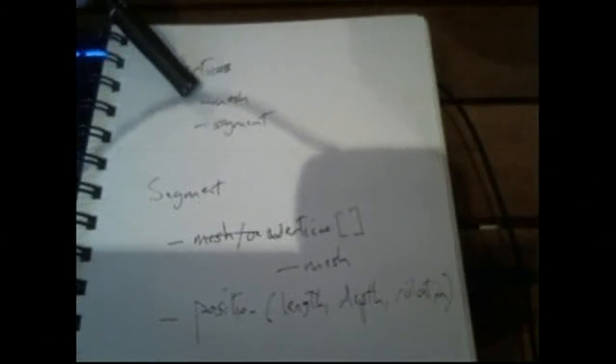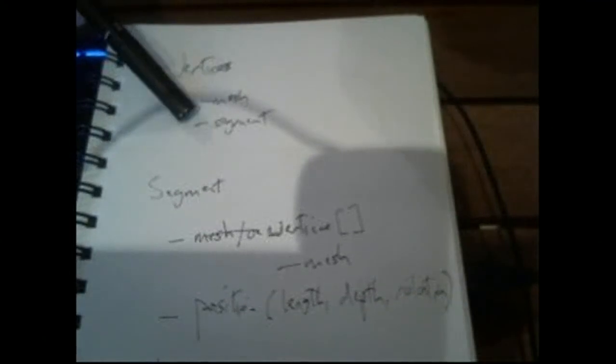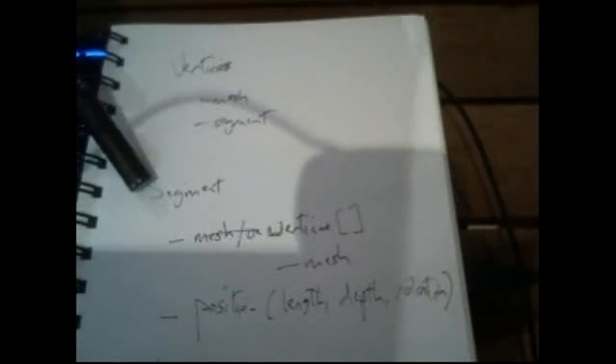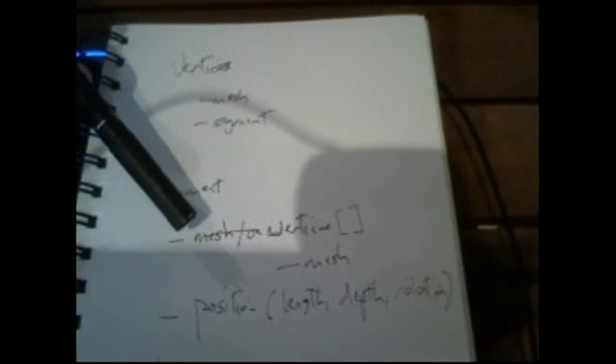Okay, so up here it says vertex, mesh, segment. Here it says segment, vertices, mesh, position with length, depth, and rotation. And at the bottom it says mesh vertices. It's kind of trippy.